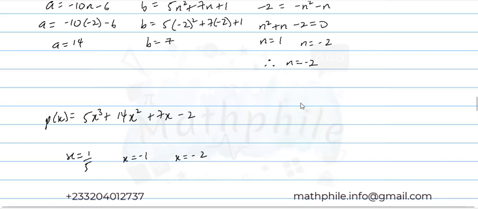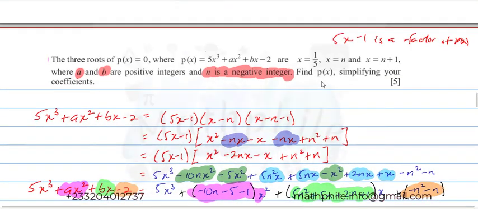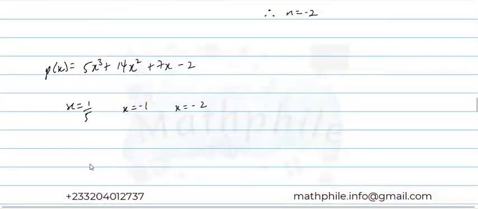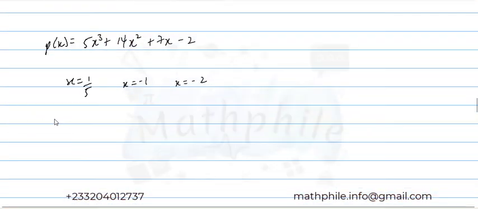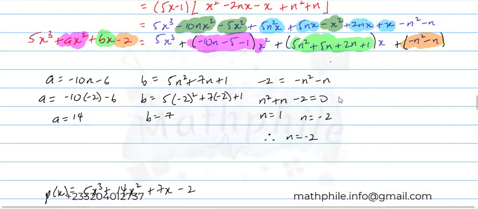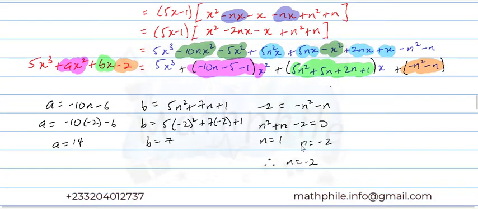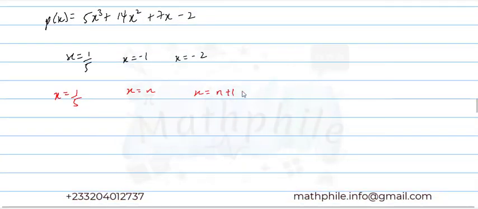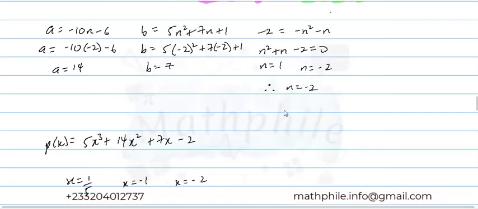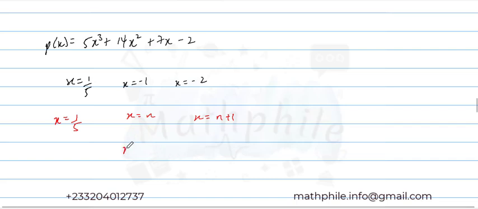So let's compare to what the question told us. We were told that x equals 1 over 5. So x equals 1 over 5. x equals n, and x equals n plus 1, sorry. So remember we got n to be equal to negative 2. So this becomes x equals negative 2 if I replace it to the n, and negative 2 plus 1 will give you negative 1. So we are correct.